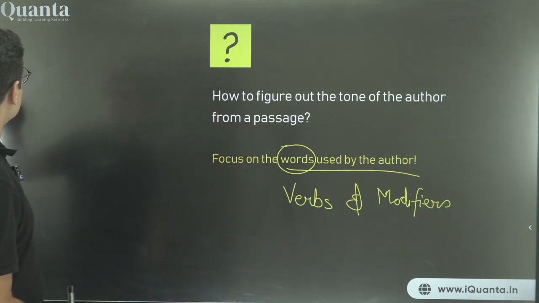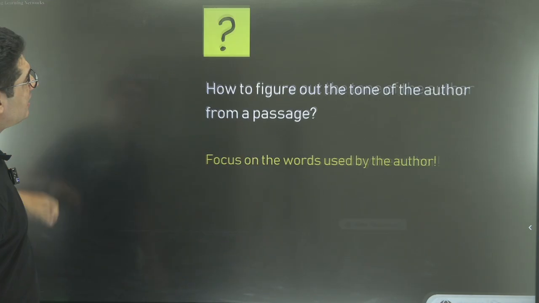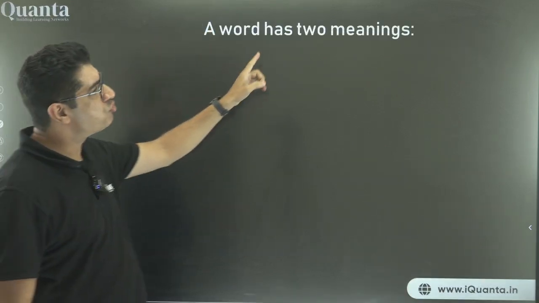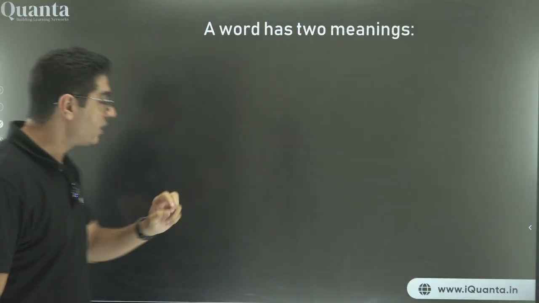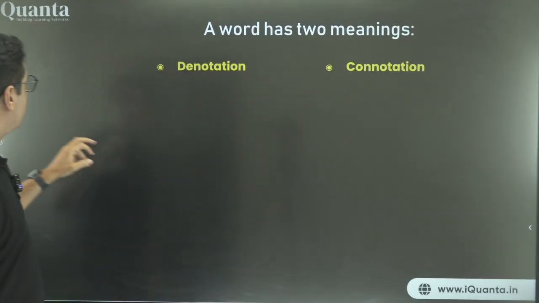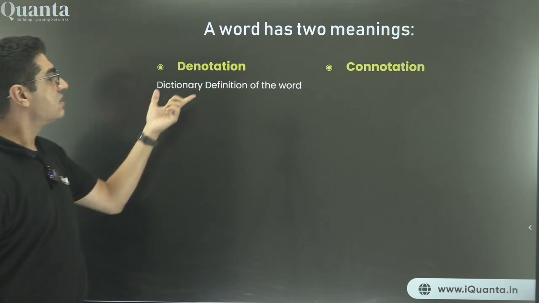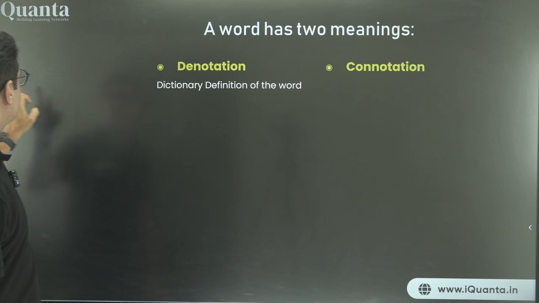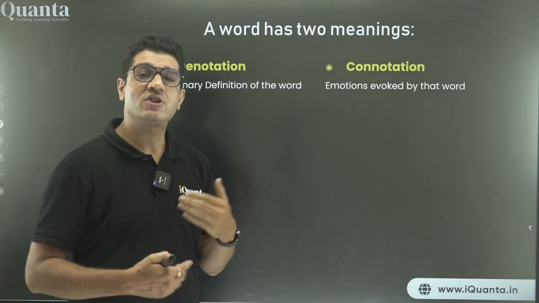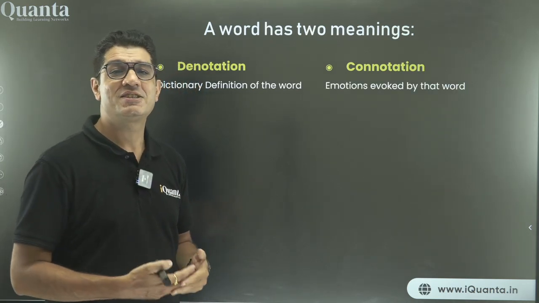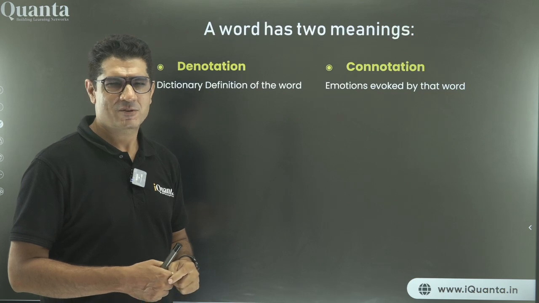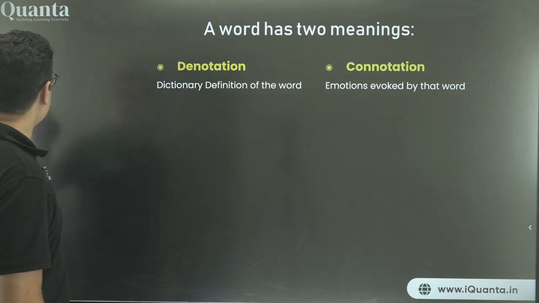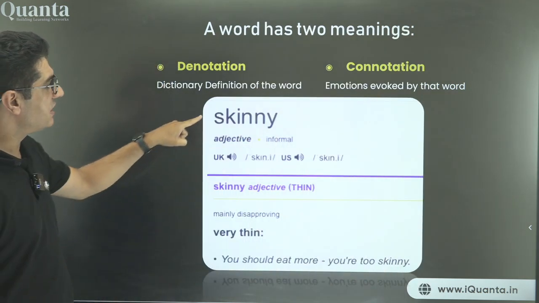Whenever you look at a word, it has a meaning, right? But do you realize that a word actually has two different meanings? One of those meanings is known as a denotation, and the other one is called a connotation. A denotation is essentially the dictionary definition of the word, whereas the connotation talks about the emotions that are evoked by that word. Same word. For example, I picked up a word from a dictionary. The word is skinny.